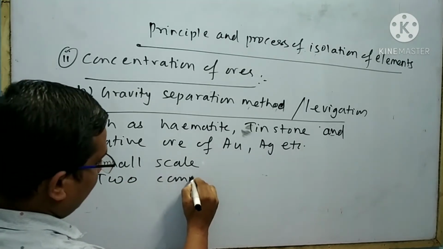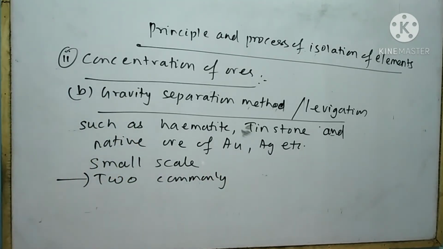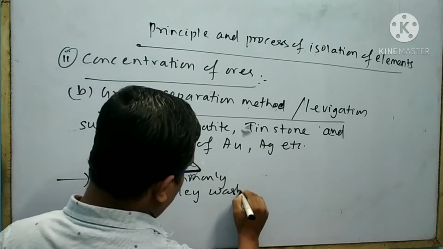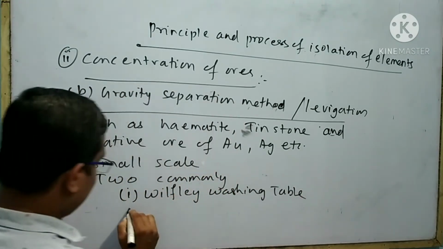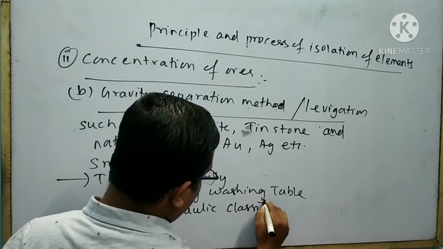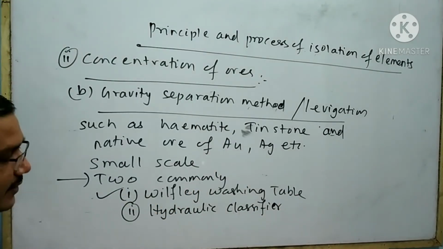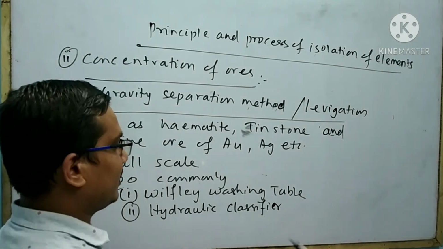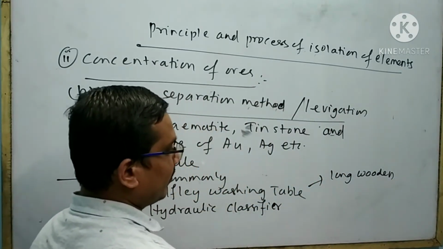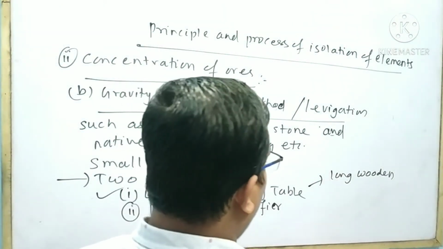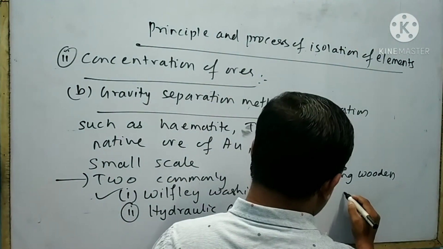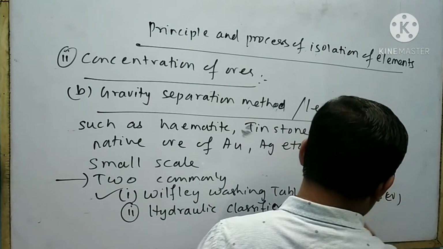Two commonly used gravity separation methods are: number one is your Wilfley washing table, number two is your hydraulic classifier. At first I will discuss about the Wilfley washing table. Wilfley washing table is a long wooden table in which long strips are attached. These long strips are called riffles or cleats.